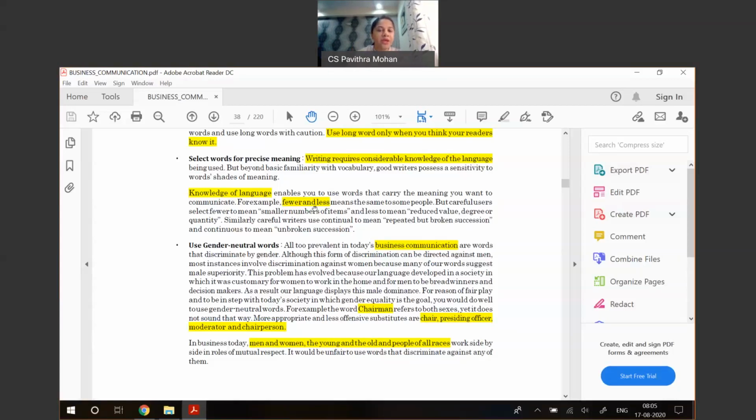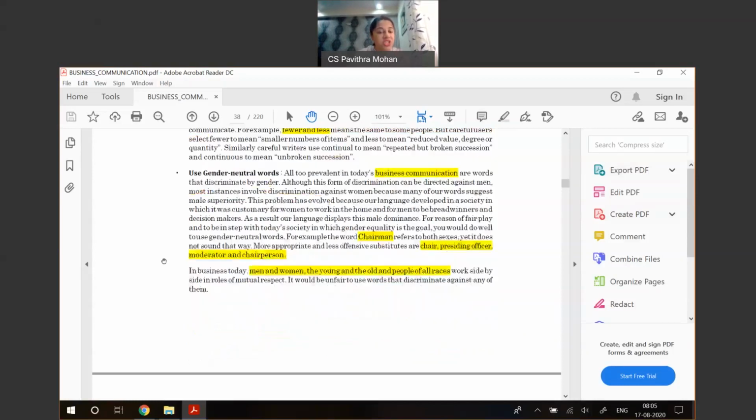For example, fewer and less. Fewer is in terms of quantity, in terms of items. Let's say, I have fewer apples, or I have fewer stock. For identifying something countable, I will use fewer. Less means a decrease. The diesel price is reduced, or there is less consumption of diesel. When I use words like less, I should know where to use fewer and where to use less. That's important when I'm presenting a document.